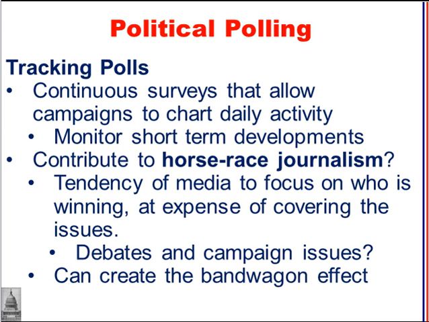Tracking polls are another type of political polling. Continuous surveys that allow campaigns to chart the daily activity. So campaigns can monitor short-term campaign developments, who's up, who's down. This contributes to something called horse race journalism, which is the tendency of the media to focus on who is winning at the expense of covering the issues. So focusing solely on candidate X is ahead by 3 points instead of focusing on the actual issues.